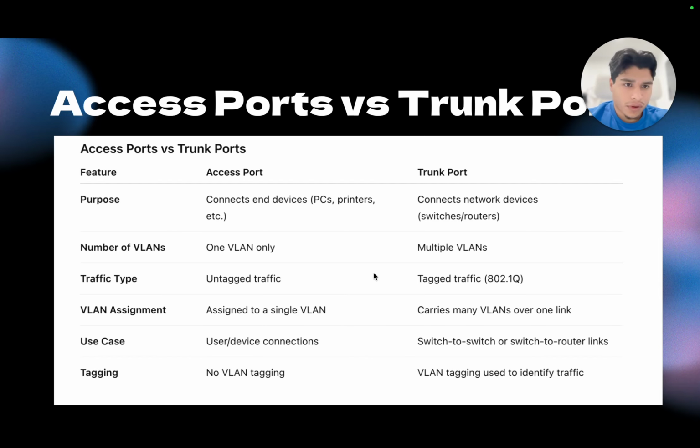So here's just a table of the difference between access port versus trunk port. Access port, its purpose is to connect end devices, whereas trunk port, its purpose is to connect network devices. Number of VLANs: access port, one VLAN only; trunk port, multiple VLANs. Traffic type is untagged for access port. For trunk port, it's tagged. It is assigned to a single VLAN for access ports. Trunk ports can carry many VLANs over one link. In its use case, access is user device connections; for trunk port, it's switch to switch or switch to router links. And tagging: no VLAN tagging for access port, and for trunk port, VLAN tagging is used to identify traffic.